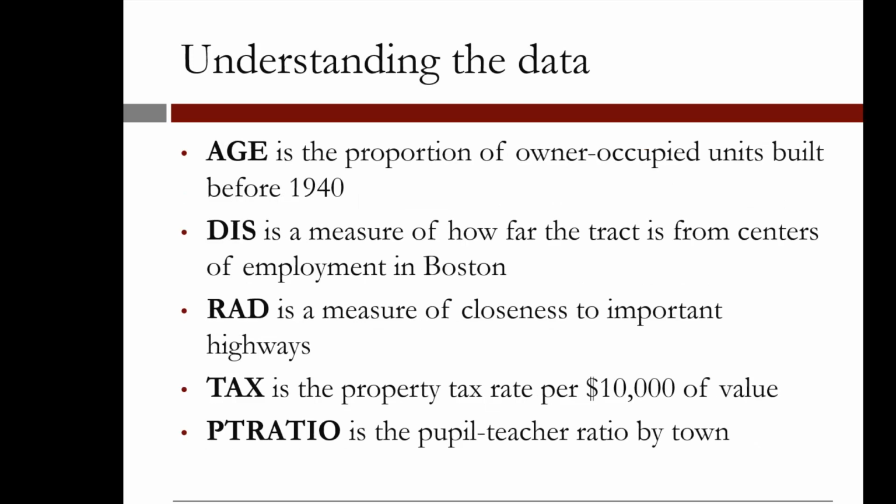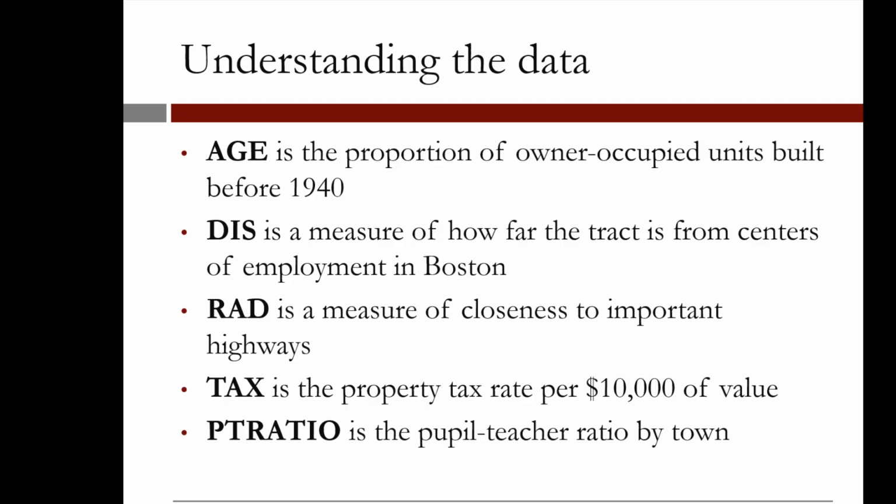AGE is the proportion of owner-occupied units built before 1940. DIS is a measure of how far the tract is from centers of employment in Boston. RAD is a measure of closeness to important highways. TAX is the property tax per $10,000 of value. And PTRATIO is the pupil-teacher ratio by town.